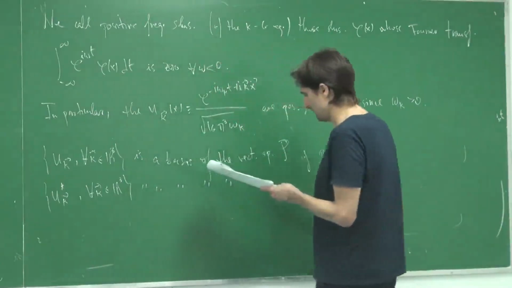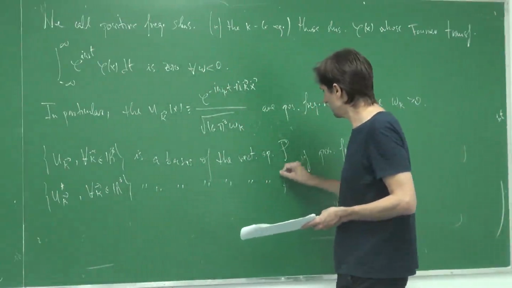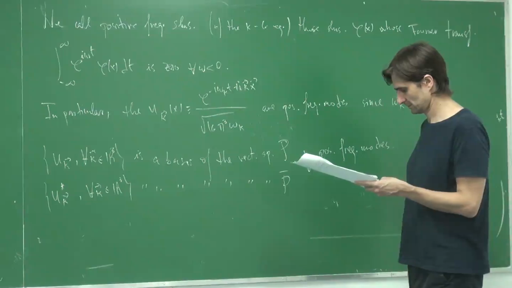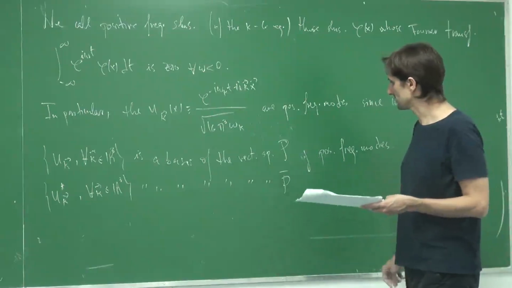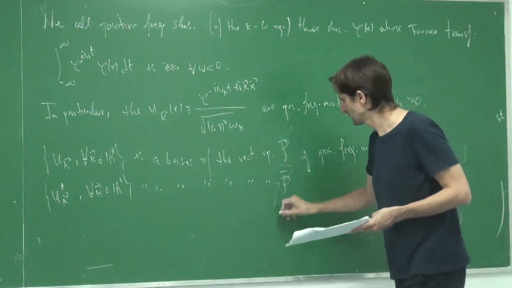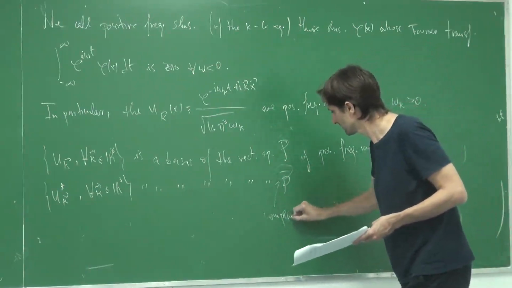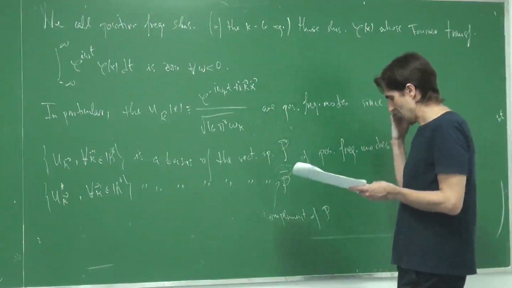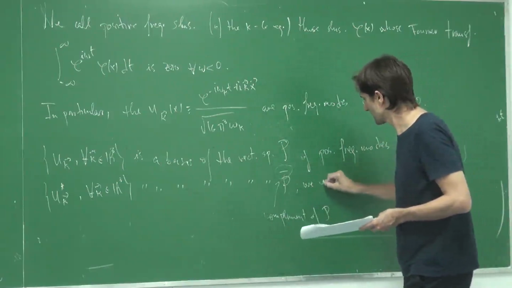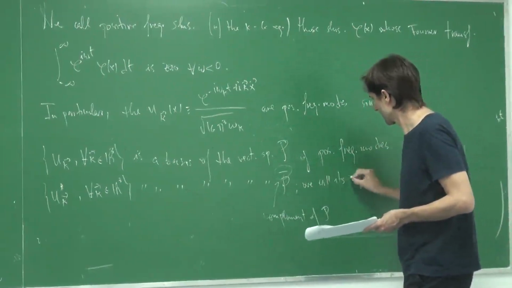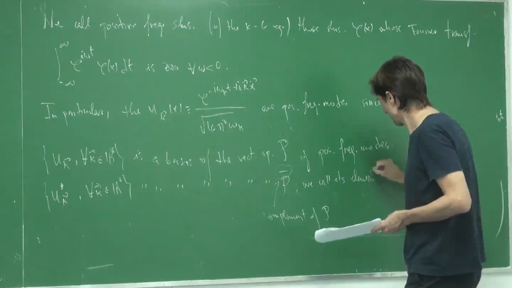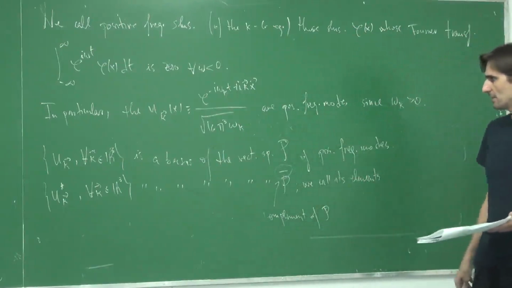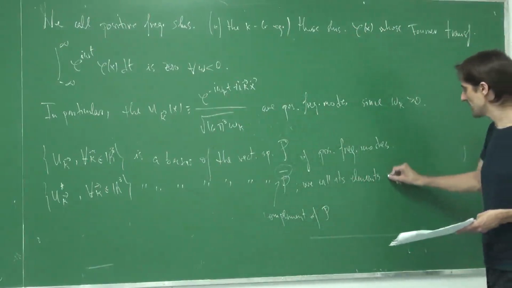Of the vector space, I'll call it P bar, so this is the complement. This means the complement of P. And we call its elements, of giving all solutions which are not elements of P, and we call these elements negative frequency modes.